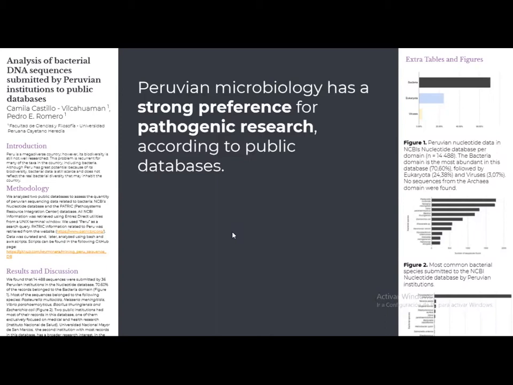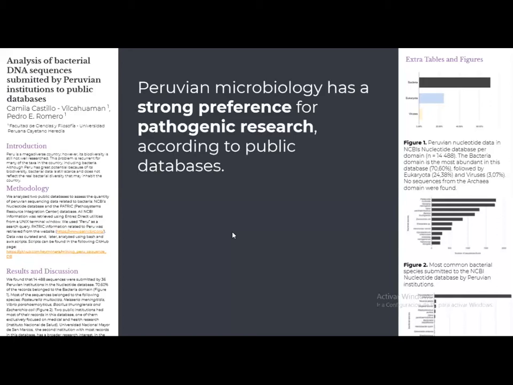So for this study, we decided to choose two public databases that are commonly used by bioinformaticians in general, which is the NCBI's nucleotide database and the PATRIC database, this one being an exclusive database for pathogenic agents. The aim of this analysis was to describe and characterize which are the interests of Peruvian microbiology.